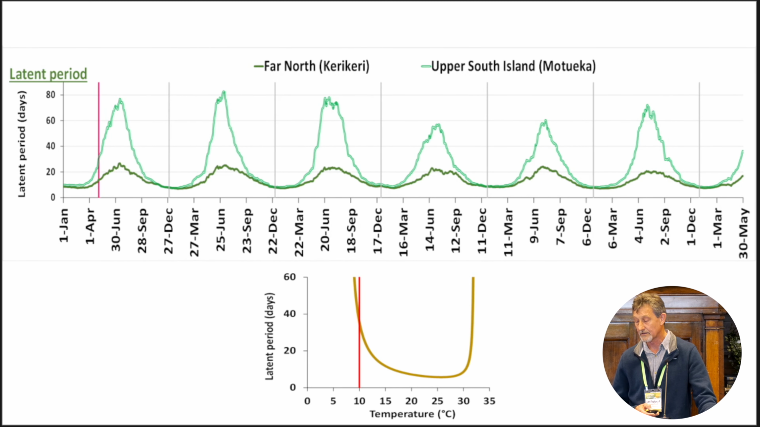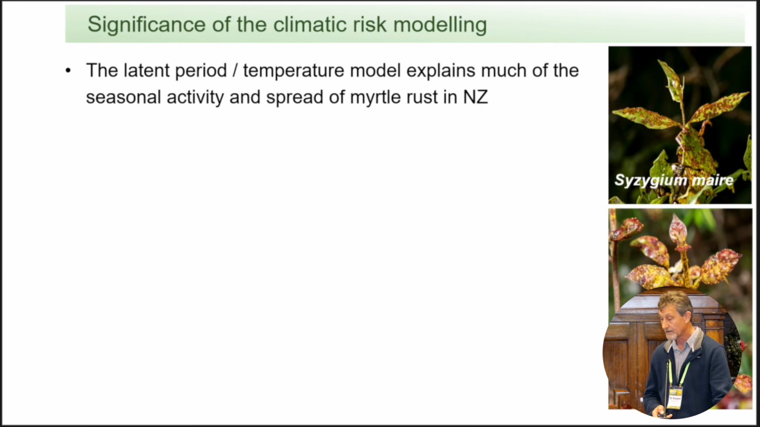And the fact that the season, both for infection and for rapid latent development, is way shorter further south than it is further north, really accounts for the distribution of myrtle rust in New Zealand, and also the severity of it as well, largely, I think. So just the significance of the climatic risk modelling.